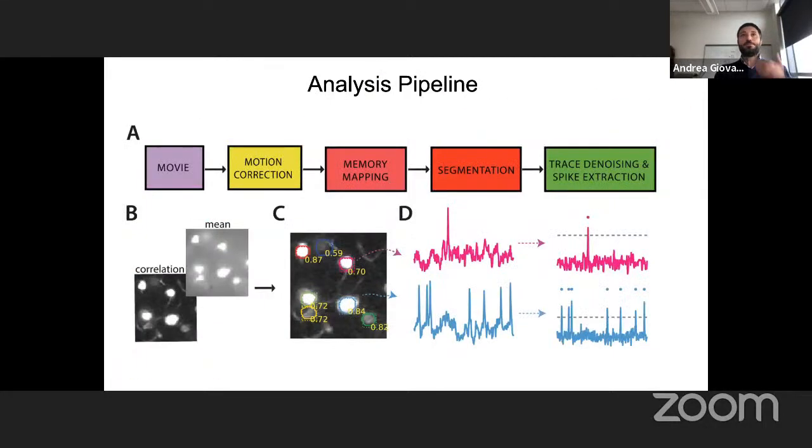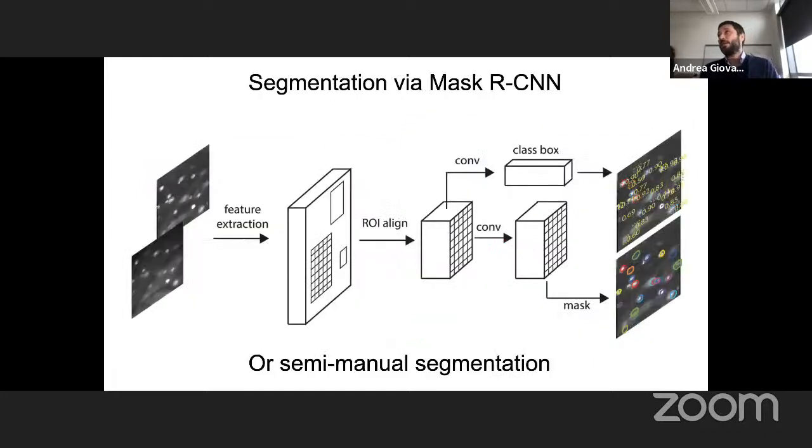How do we do that? I'm not going to go into motion correction and memory mapping because they're very similar, with smaller variations, to what I just presented. I will just very quickly focus on the segmentation. In order to image this type of neurons, it's necessary to have sparse expression. That means not very many neurons in the same portion of the field of view. We decided to use a deep learning approach to initialize.